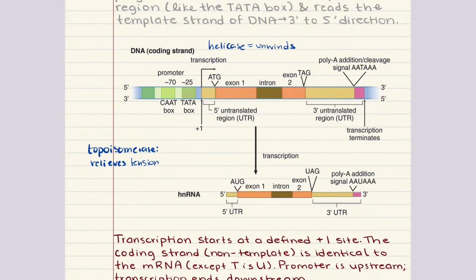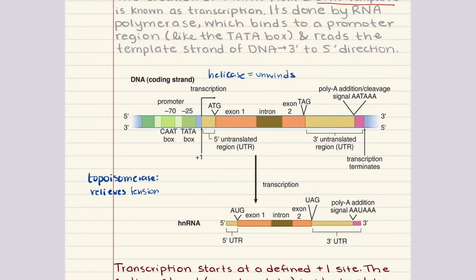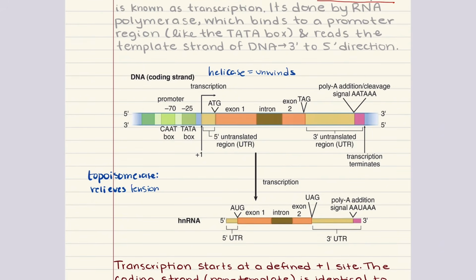Once the strands are separated, only one of them is used as the template for RNA synthesis. This is called the template strand or the antisense strand. This is the strand that RNA polymerase reads to build the RNA. The other strand, which is not used during transcription, is called the coding strand or the sense strand. It's going to have the same sequence as the RNA that's produced, except it contains thymine instead of uracil.